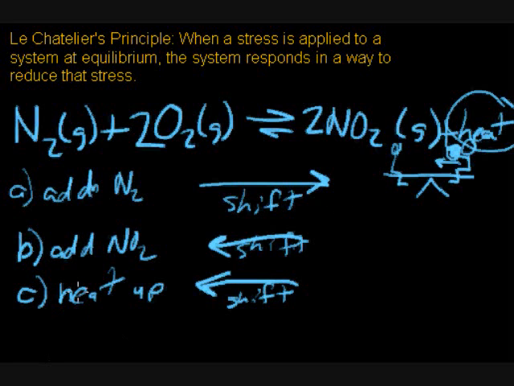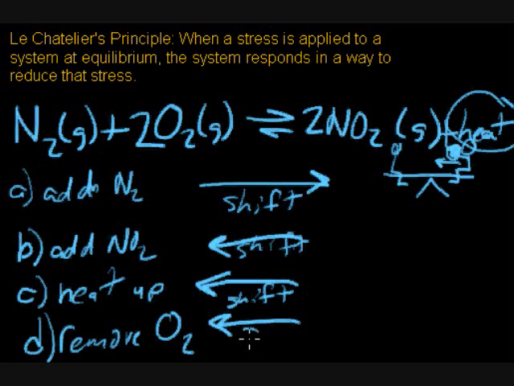Okay? Let's try another one. Let's say that we remove some oxygen from the reaction. So now we're taking away oxygen from this reaction. What will happen? Well, we're creating a void. If there's not as much oxygen, we need to replace some of that oxygen that we removed. And so the reaction will produce more oxygen. We'll go from the products to the reactants, and so the reaction will shift to the left to replace the oxygen that I took away.